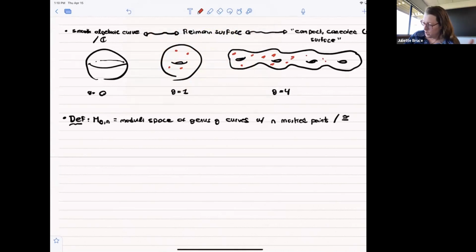And isomorphism kind of means you can take one to the other in a nice, smooth, complex way, and the points on your one marked surface go to the marked points on the other. Okay.